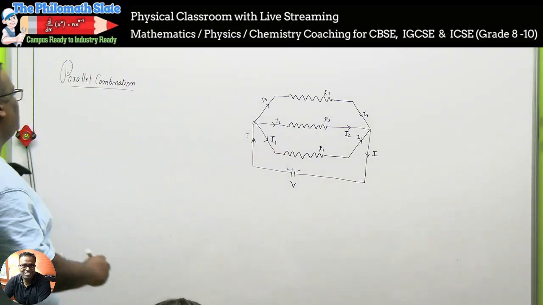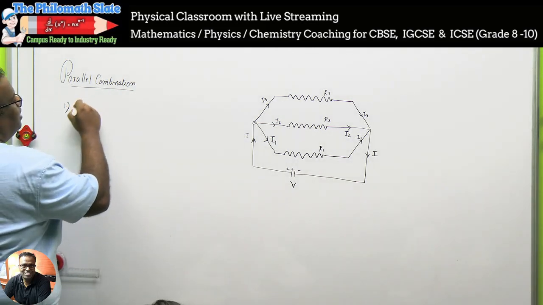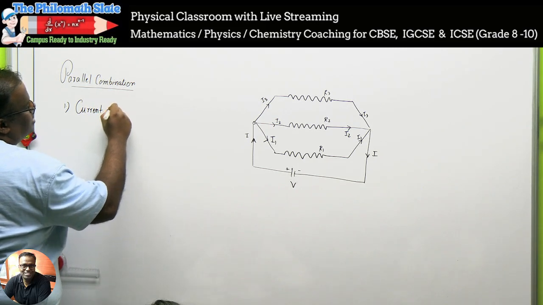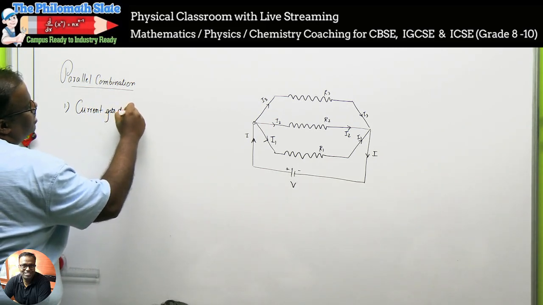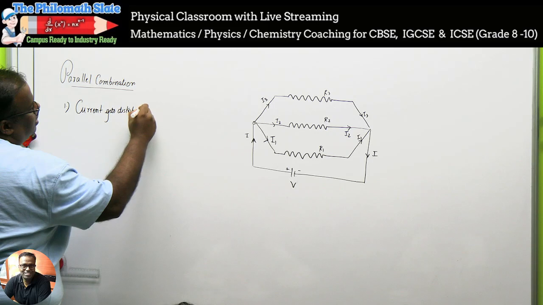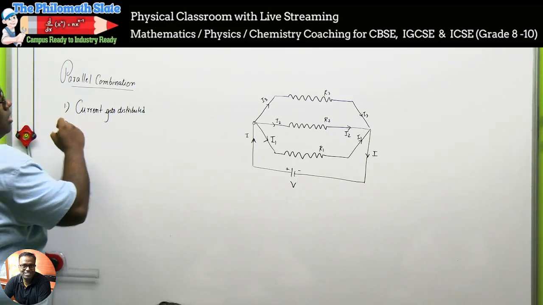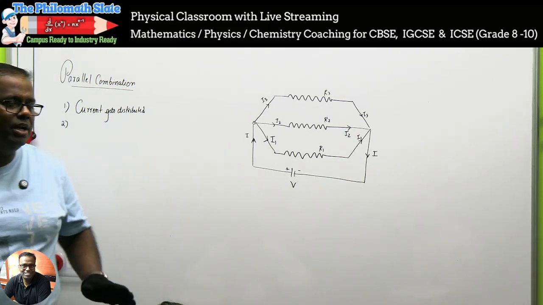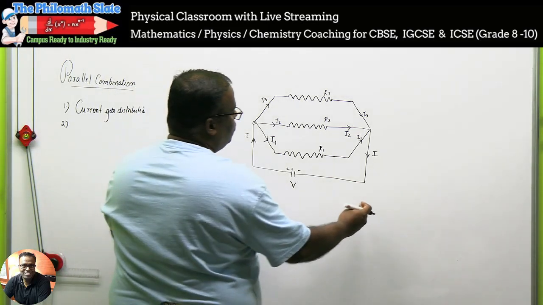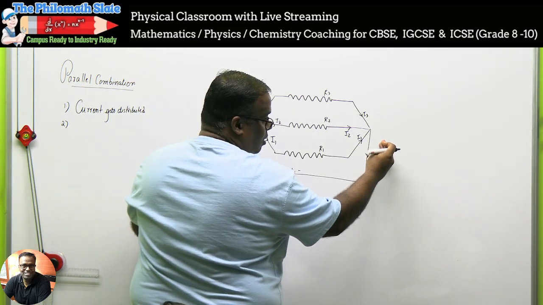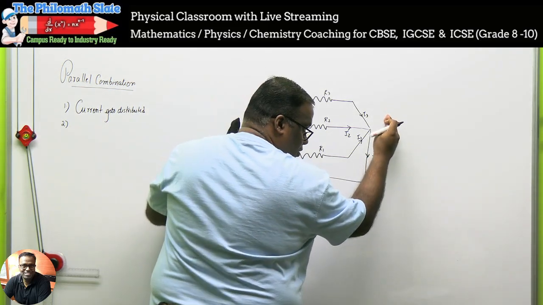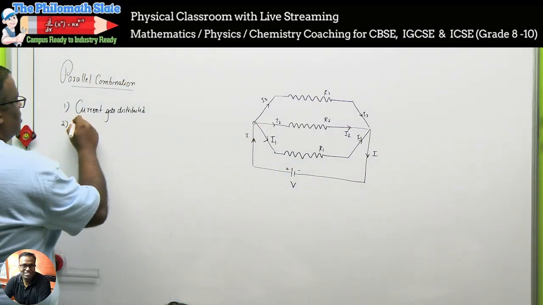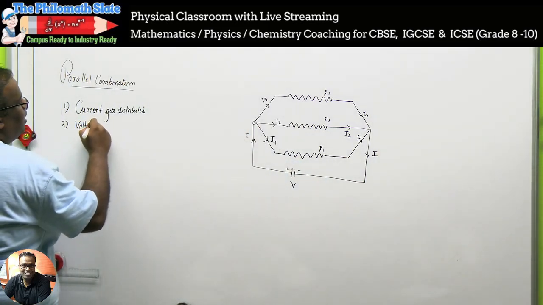So in parallel combination, what do we write? We write current gets distributed. It is just the opposite in this. Current gets distributed. Number 2, now look at the voltage. Now see the story of voltage. Look, voltage is always applied across. Look at me. What is the voltage across R1? V. What is the voltage across R2? V. What is the voltage across R3? V. Voltage remains constant. That is why this wiring is done in homes.